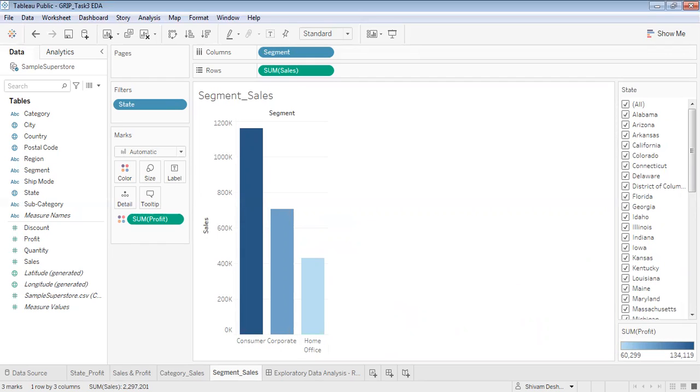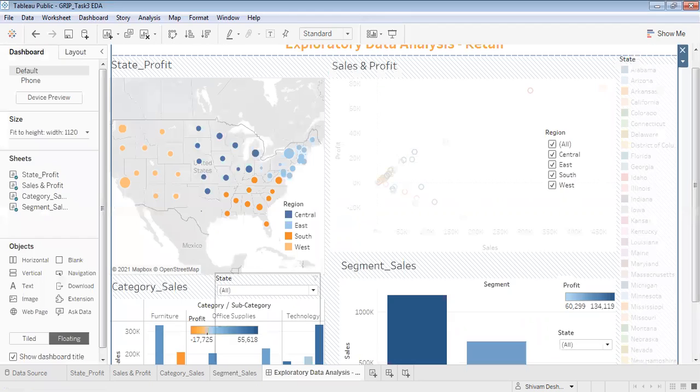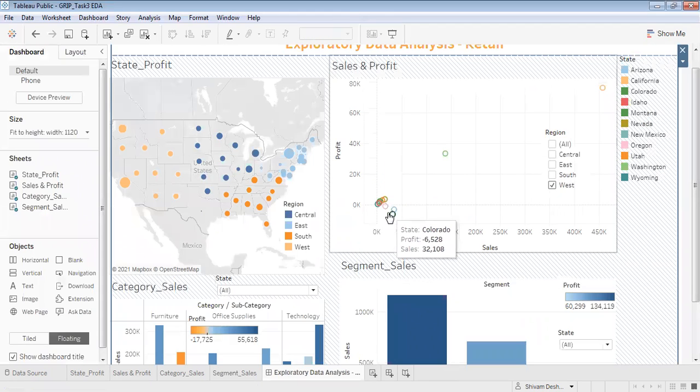So from these four sheets I've made this dashboard. That's pretty much it for this task.